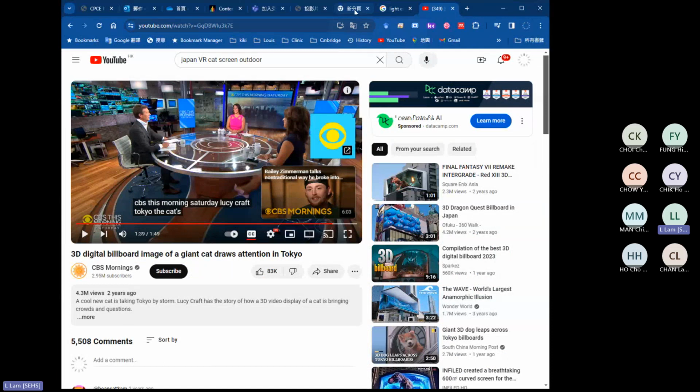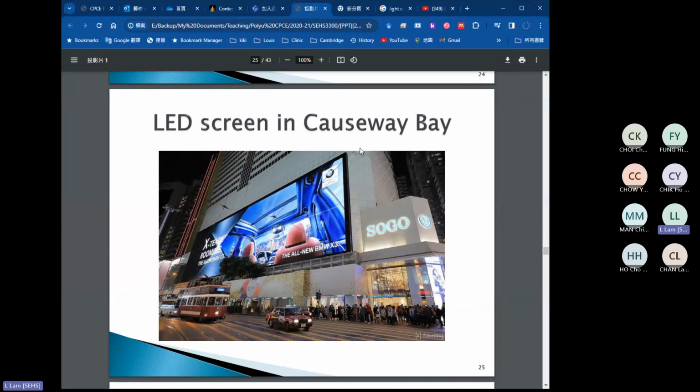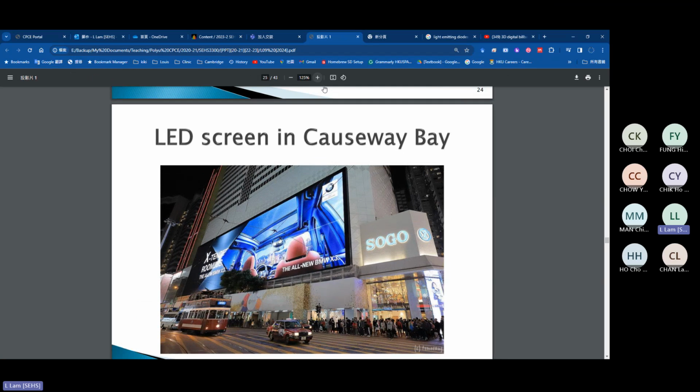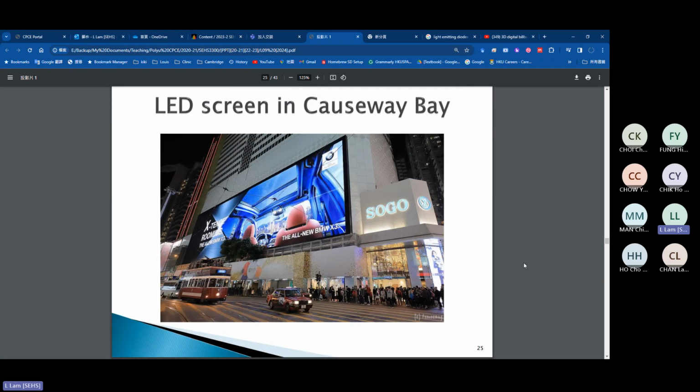So this is a very impressive example of the LED screen outdoors. You may notice that because of the creativity of some designers, they use the LED screen around the corner of the building so that it can generate certain 3D effects. Okay, so we don't need to put on any VR glasses, we can just simply look at this kind of screen to simulate certain 3D effects.